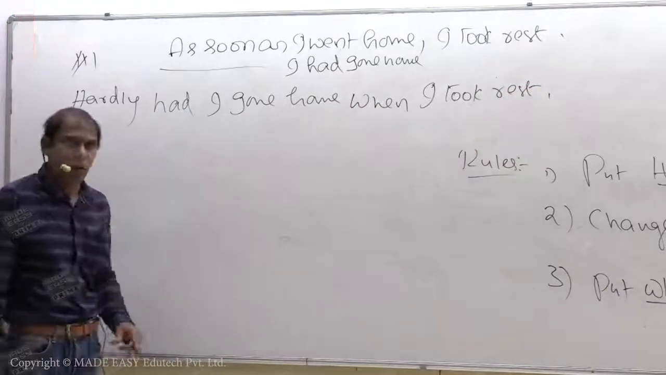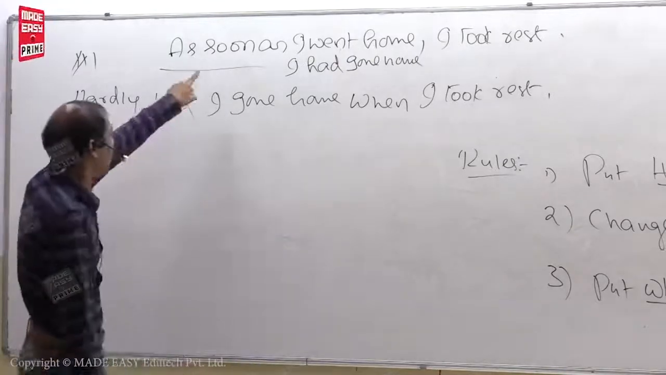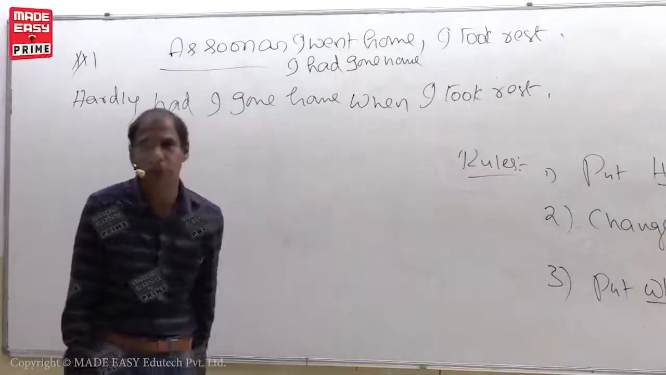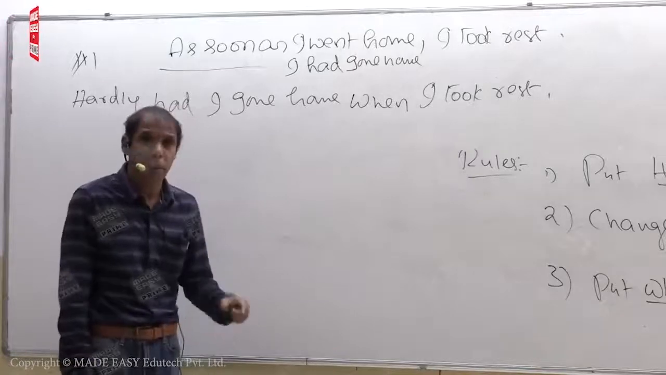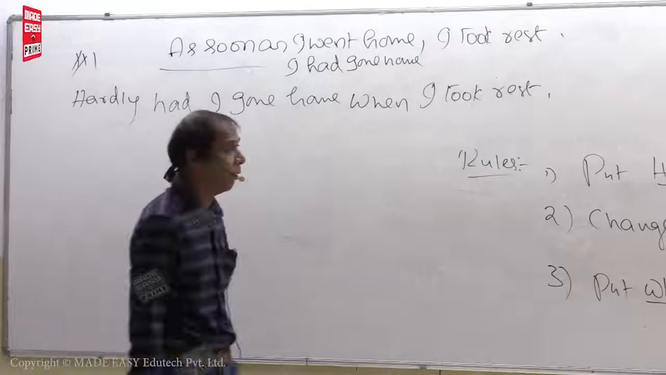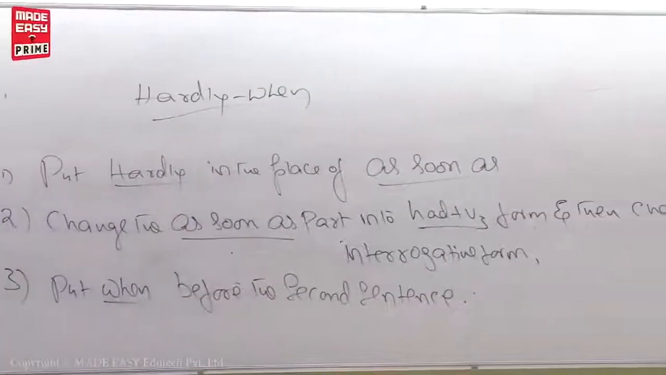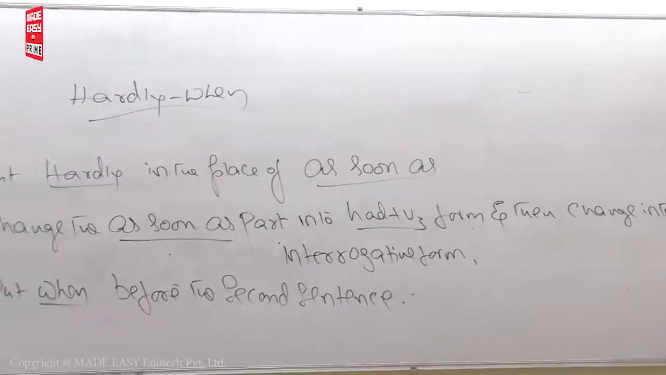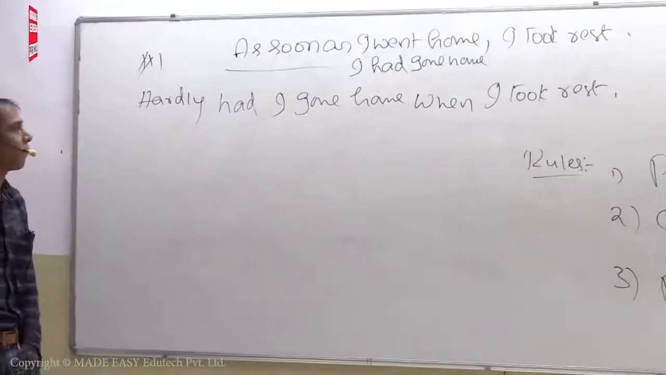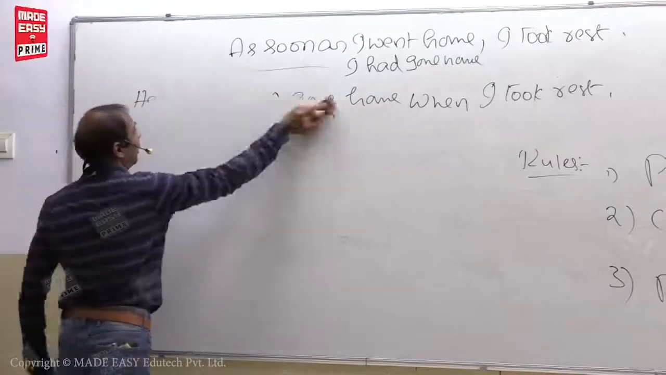So my dear students, look at me. Look at the board. What is the difference between no sooner and hardly when? In the case of no sooner, you can change the as soon as part directly into interrogative form. But when we use hardly when, don't directly change into interrogative form. First you change into had plus V3 form and then you change into interrogative form. That's all. Third rule is put when before the second sentence. That's it. Okay? Right? Now one more sentence.